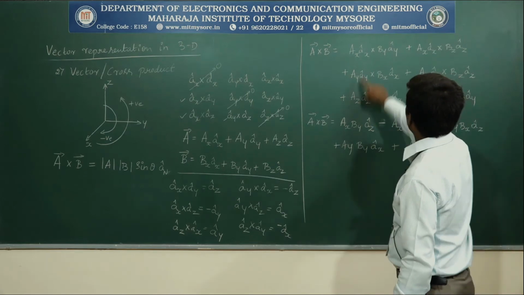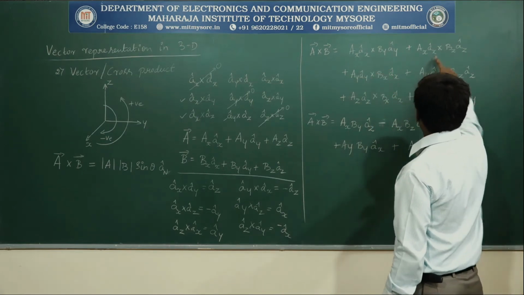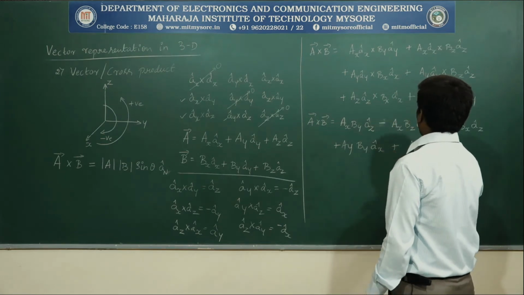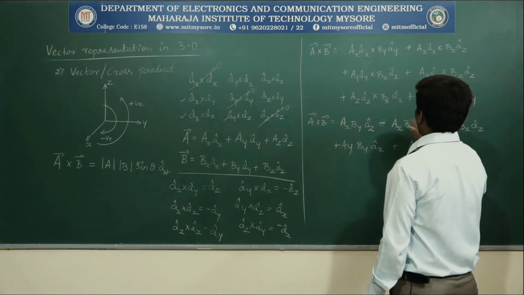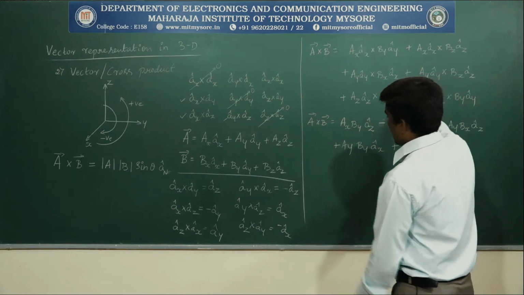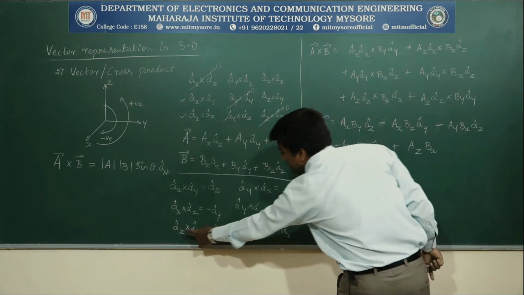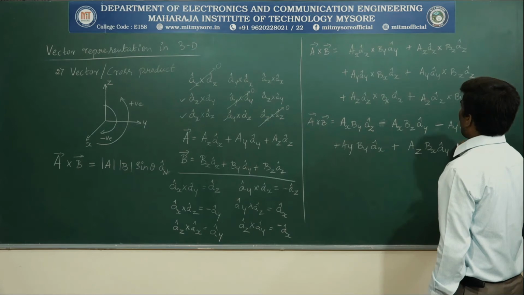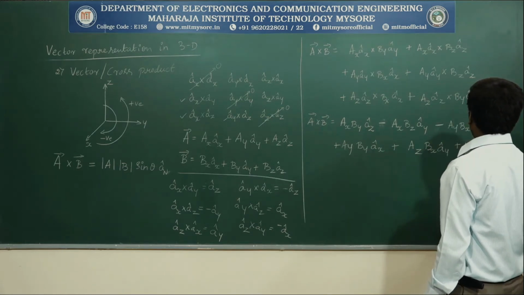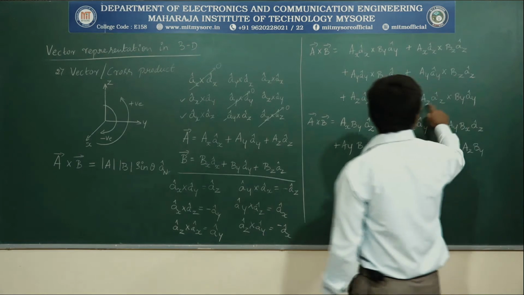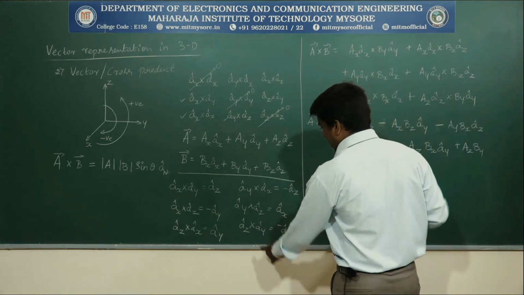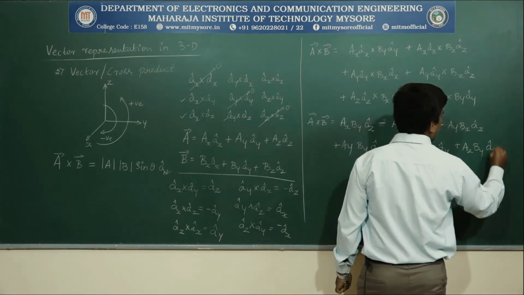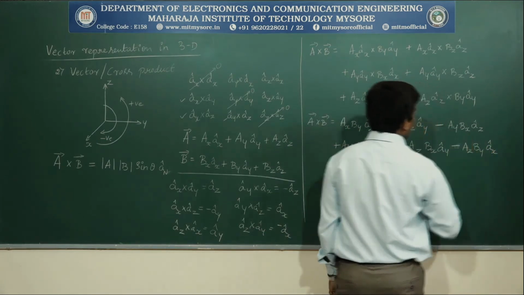So we have done with this one, this one, this one and this one, so we have to go with AZ BX, A cap Z cross A cap X, A cap Z cross A cap X is equal to A cap Y, plus AZ into BY, A cap Z cross A cap Y, A cap Z cross A cap Y is equal to minus A cap X. A cap X comes here, then the minus sign goes here.